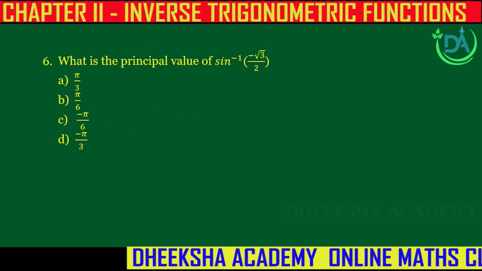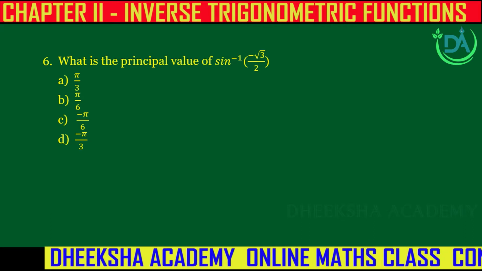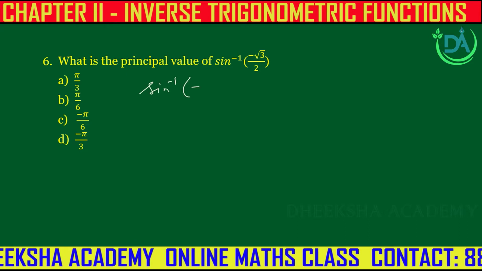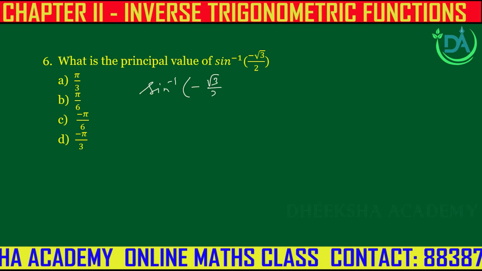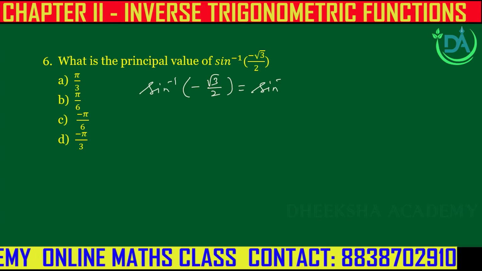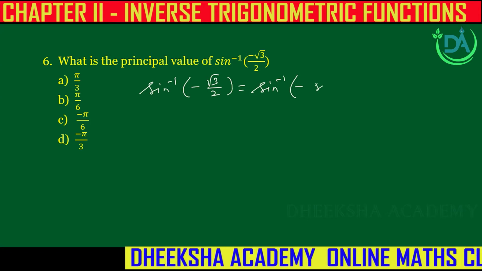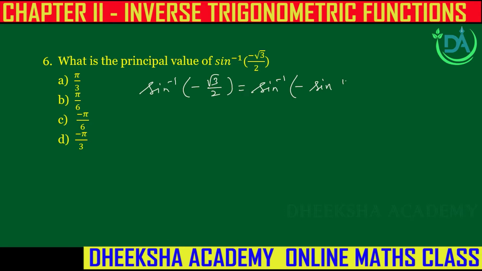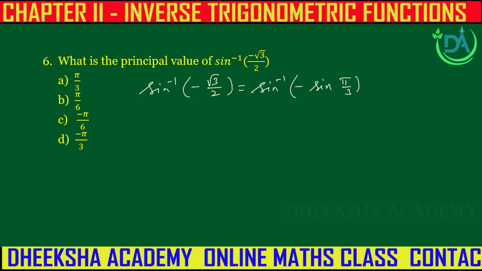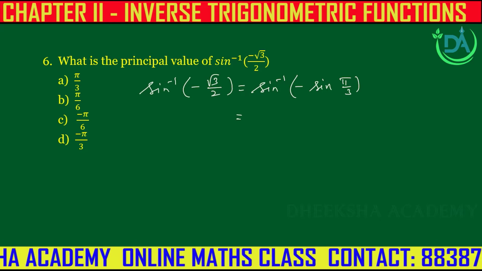What is the principal value of sine inverse of minus square root of 3 by 2? So it's a simple question. Sine inverse of minus root 3 by 2. Okay, root 3 by 2 is sine of pi by 3, sine 60 degree. So sine 60 degree equals root 3 by 2, so minus sine of pi by 3.